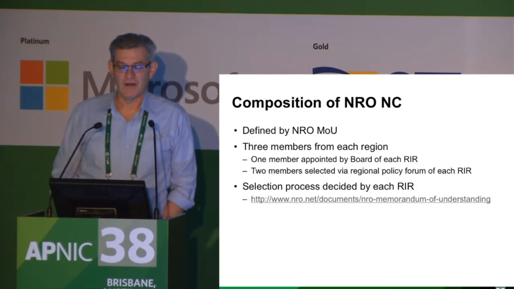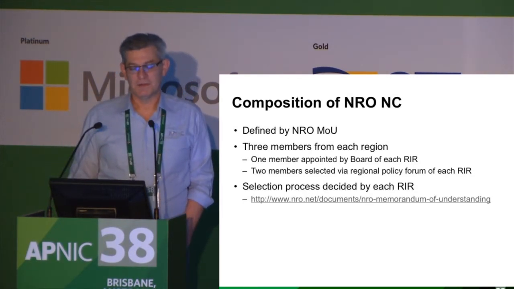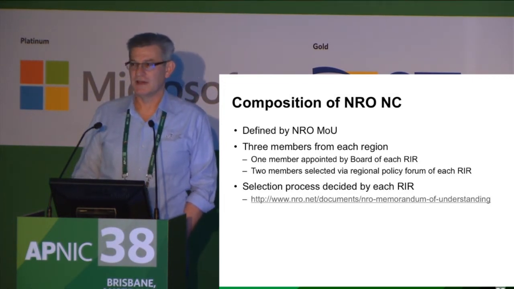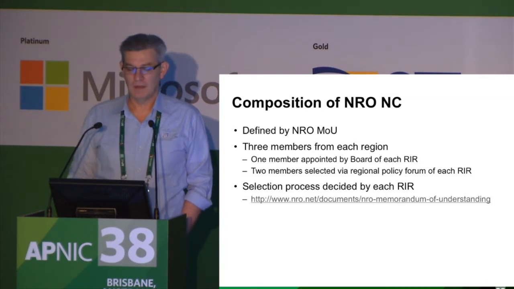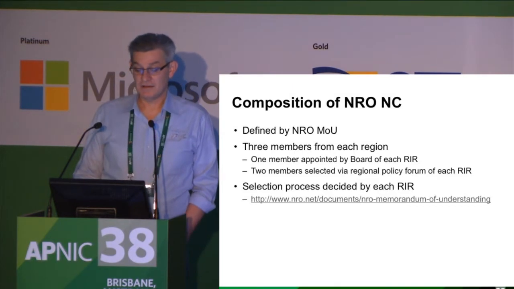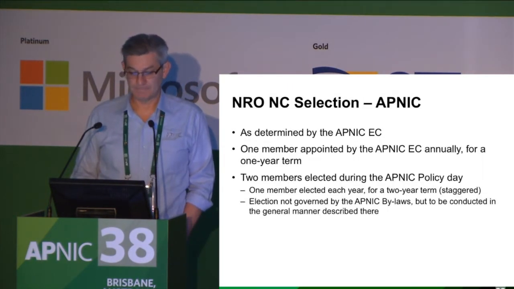The composition of the NRO NC is defined by the NRO MOU. It stipulates that there'll be 3 members from each region, one appointed by the board, or in this case the Executive Council of each region, and 2 members selected by the community. Selection process is decided by each RIR, and the link there is to the MOU if you want to read that.